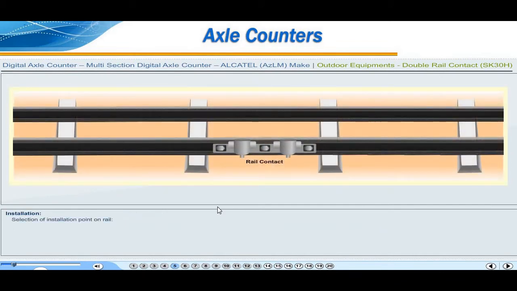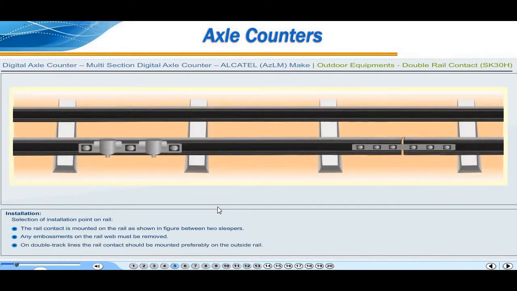Installation. Selection of installation point on rail. The rail contact is mounted on the rail, as shown in the figure, between two sleepers. Any embossments on the rail web must be removed. On double track lines, the rail contact should be mounted preferably on the outside rail.